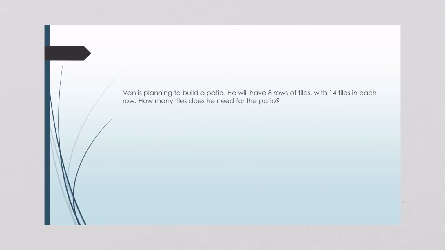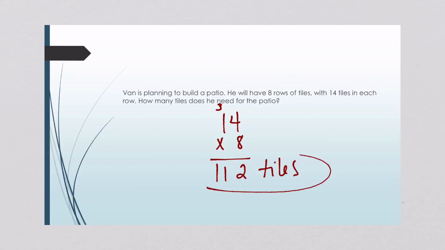Okay, with this problem, Van is planning to build a patio. He will have 8 rows of tiles with 14 tiles in each row. How many tiles does he need for the patio? We could do repeated addition, but that would take a little bit of time. It might be just quicker to multiply here. So let's do 14 times 8. 8 times 4 is 32. Carry your 3. 8 times 1 is 8, plus 3 is 11. So 112 what? He needs 112 tiles.